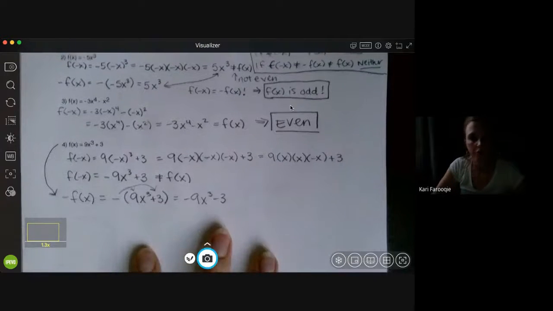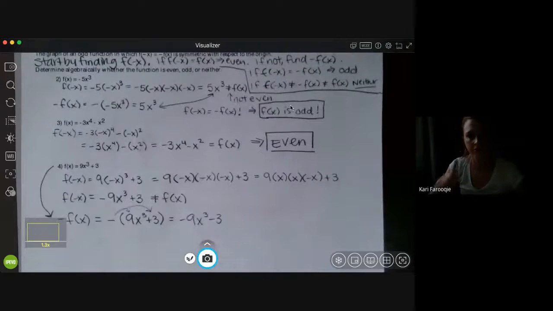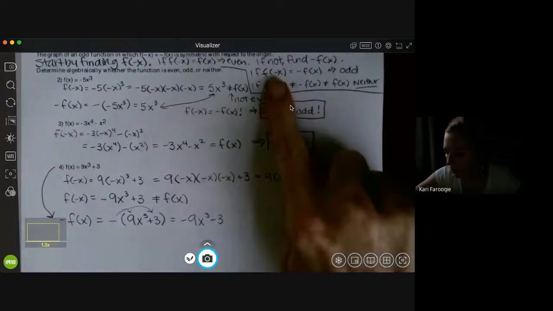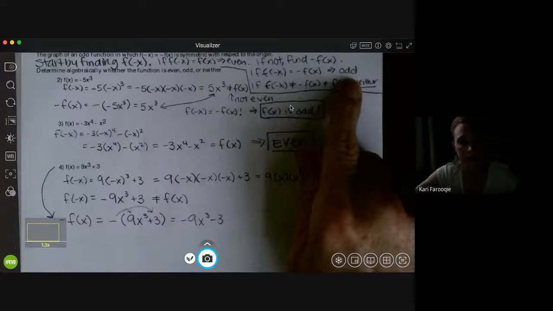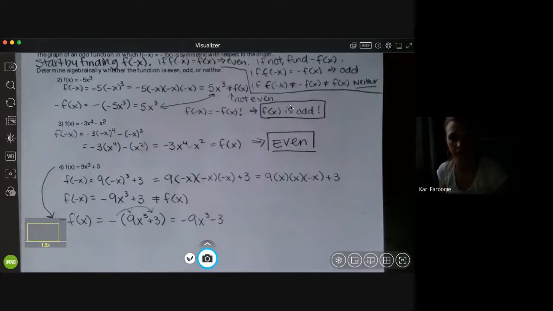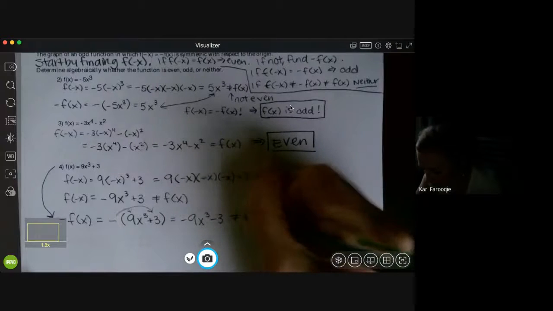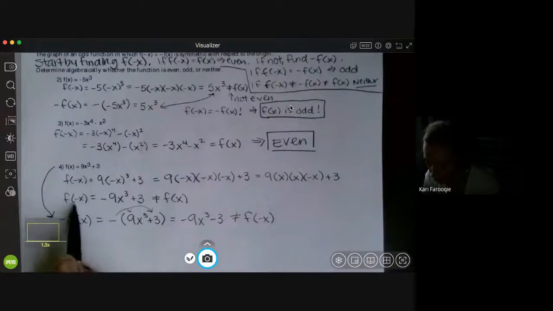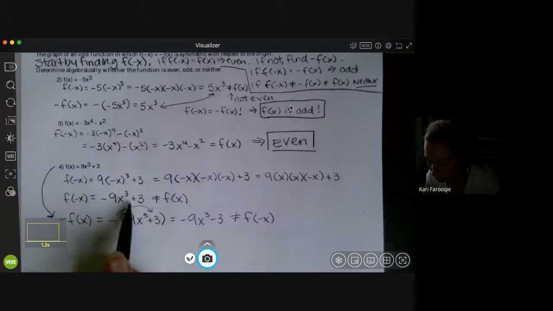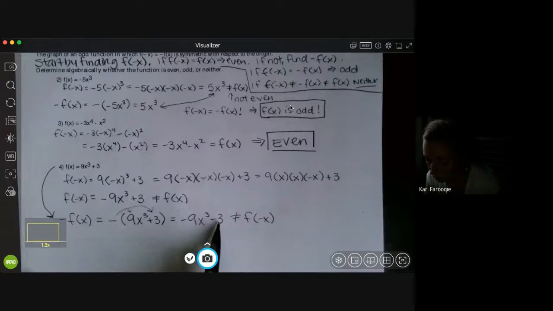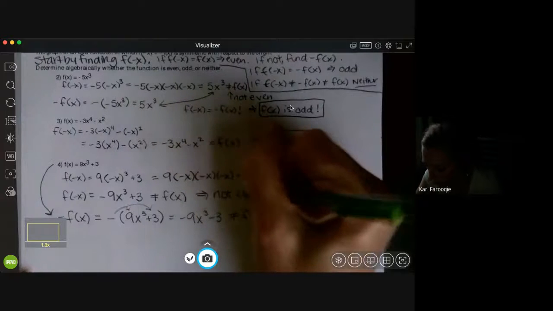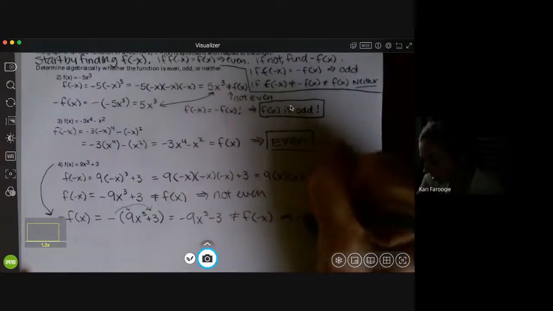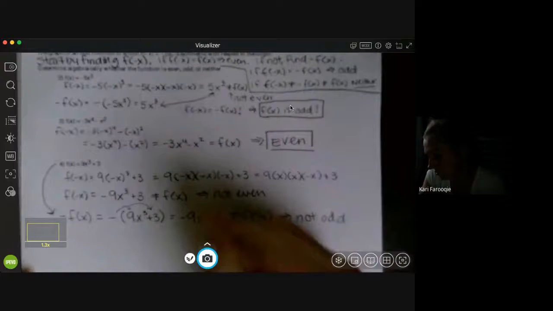Now the whole point of doing this, someone has a question, 1 second. If f of negative x equals negative f of x, your function's odd. However, we had a situation where f of negative x does not equal negative f of x, because our f of negative x was negative 9x cubed plus 3. We don't have that. So it's not even, and it's not odd. It's neither.